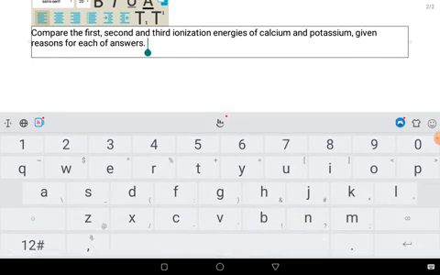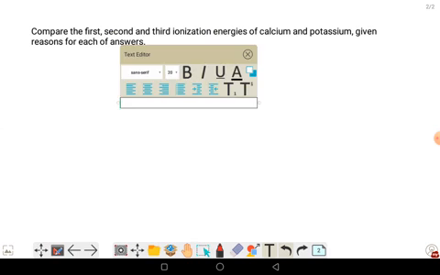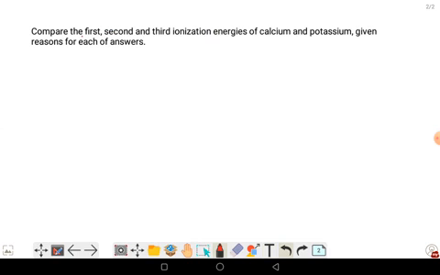The question reads: compare the first, second, and third ionization energies of calcium and potassium, giving reasons for each of your answers. So that's the question she wants an answer to. In this case, we are going to be looking at the first IE, second IE, and third IE of calcium and potassium. How do we tackle this question? By the way, what is IE?